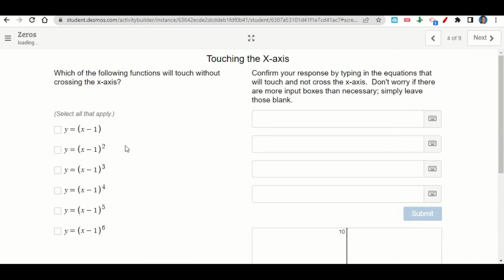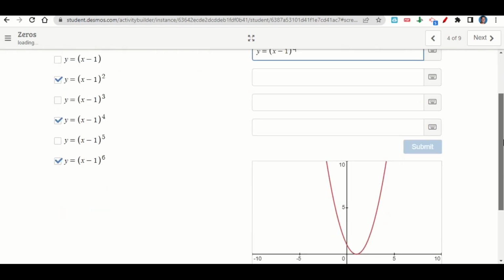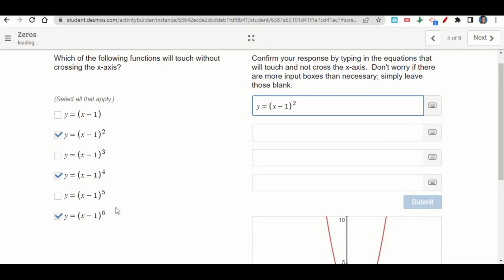Well, we know that's the ones with all the even multiplicities. So this one, and this one. And again, we'll check our work by typing them in. So y equals (x minus 1) squared. And we can see that that one touches and comes back. So you'll type each of these in and check your work.